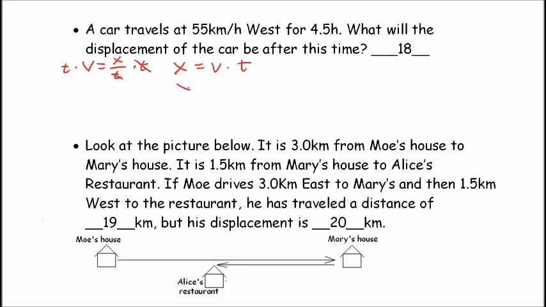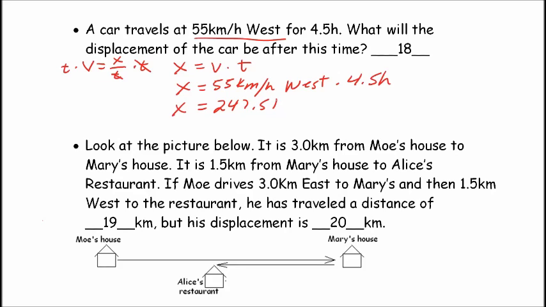just like that. If we plug the proper numbers and units in here, the velocity is 55 kilometers per hour west. Remember, we're dealing with a velocity, so it does have in this case a given direction. 55 kilometers per hour west. And we're going to multiply that by the time, and the time is 4.5 hours. So that gives us a displacement of 247.5, and that's going to be kilometers west.